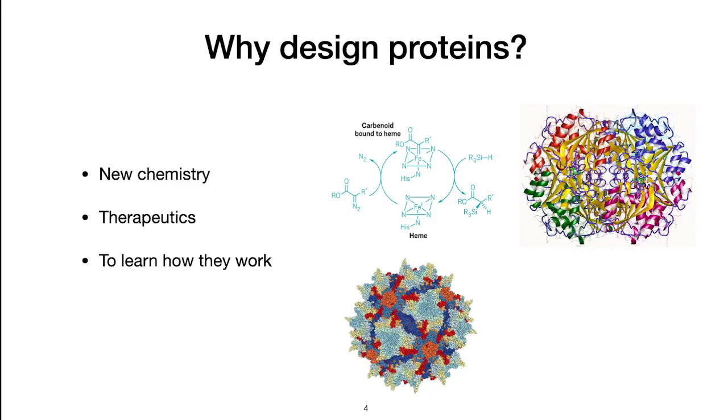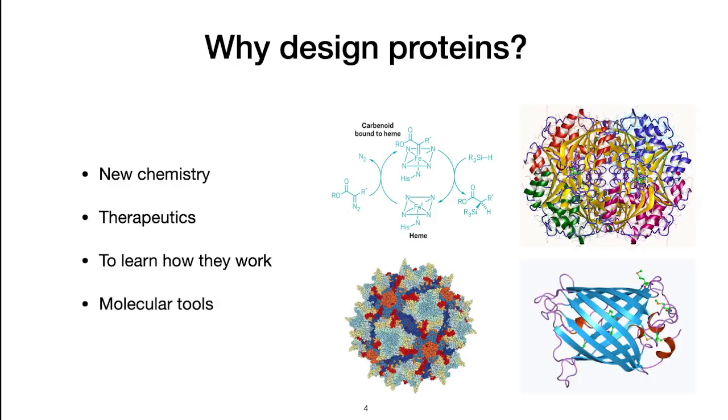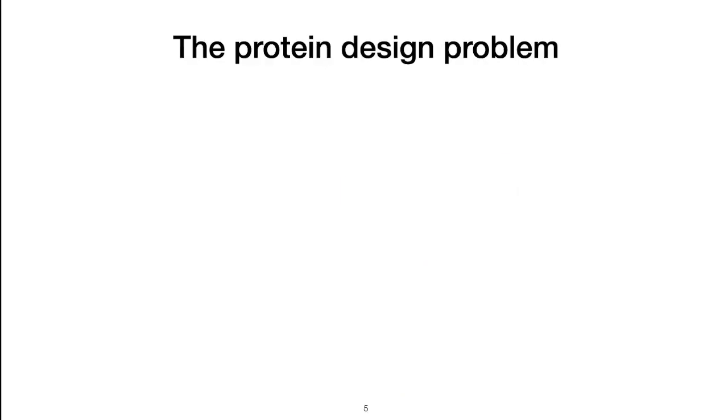Maybe we want to learn how they work. For example, there's been a lot of work recently on trying to figure out how the coronavirus, and especially the coronavirus spike protein, works. And sometimes we're interested in proteins as molecular tools to study other things. The most famous one is green fluorescent protein, or GFP, which is small and glows bright green, and we can stick it places to use it as a molecular label.